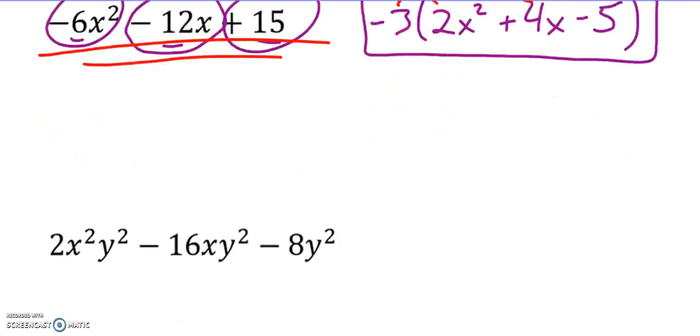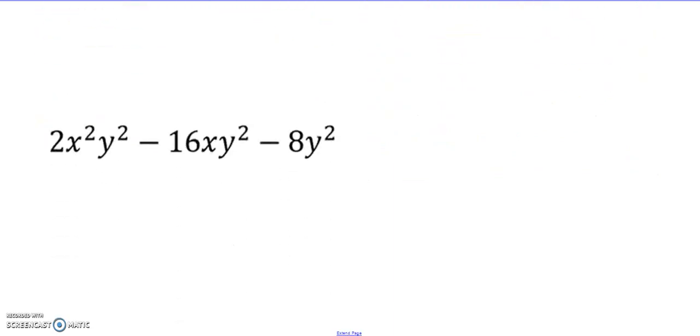All right, and lastly, what do we do if we have multiple variables?